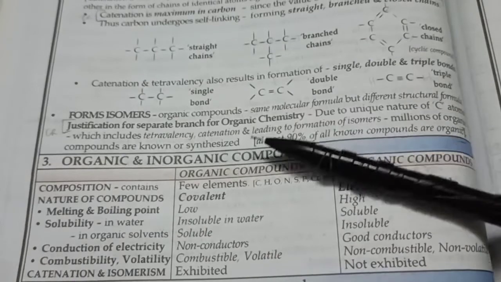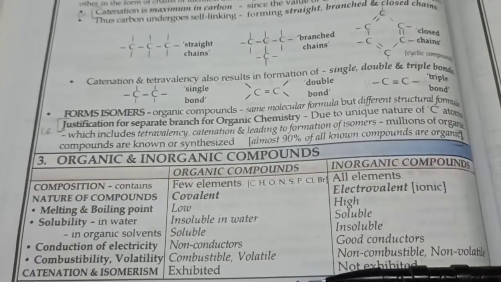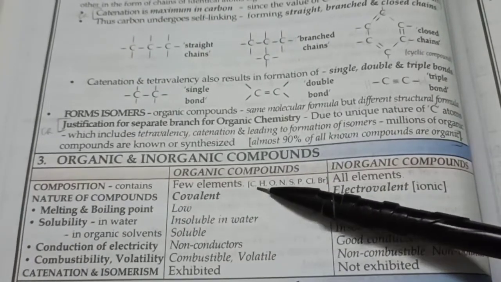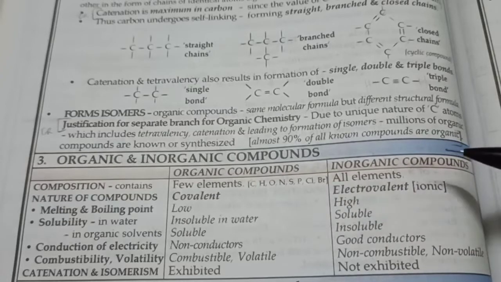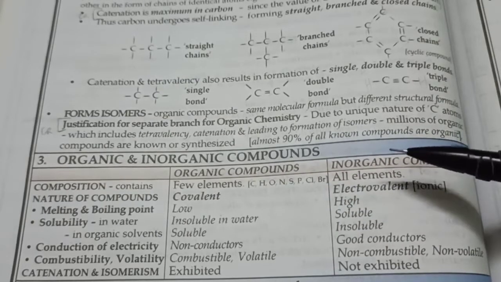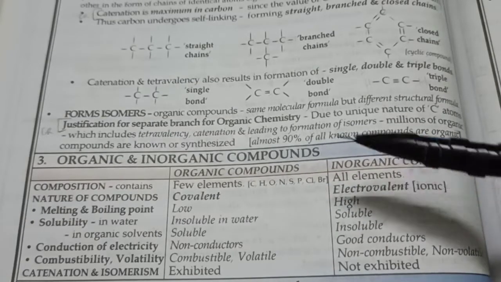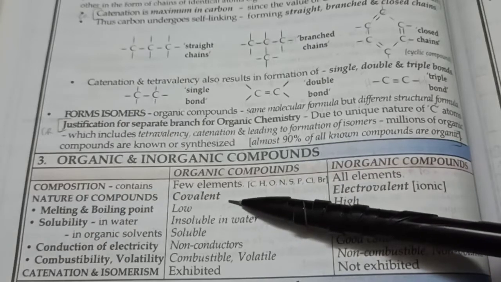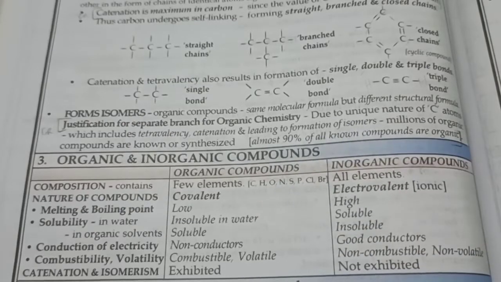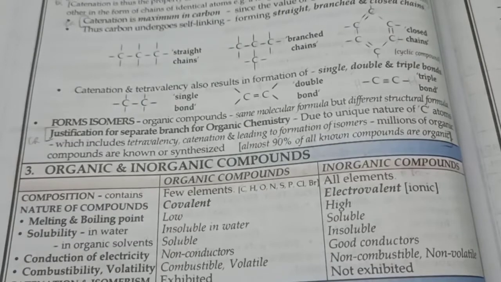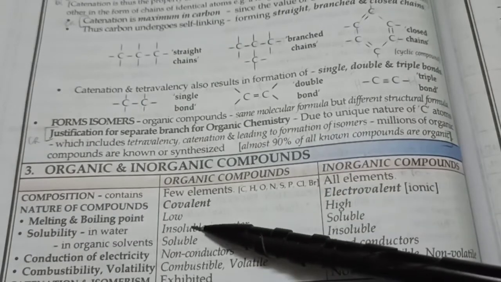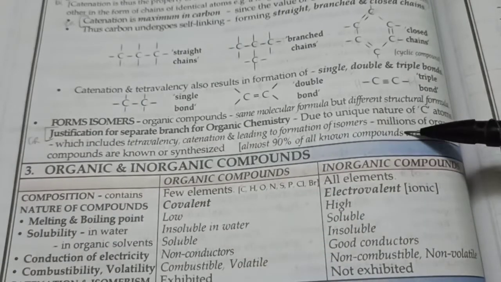Now the difference between organic and inorganic compounds is listed here. Organic compounds are made up of these particular elements, whereas inorganic compounds are made up of all the elements in the periodic table. In organic compounds we have covalent bonds, whereas inorganic compounds have ionic bonds. Organic compounds have low melting and boiling points, whereas inorganic compounds have high.